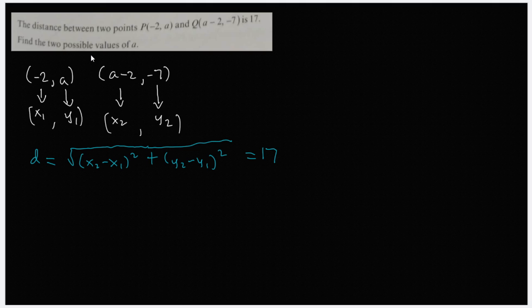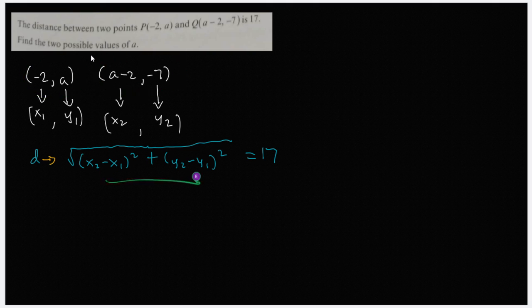So that you will not be confused, we can just put an arrow here. This emphasizes that in solving the length of a line segment, d, that's the formula. Given 17 here is the result. We will be finding again the two possible values of a. Now, let's proceed and substitute these given values into the formula.